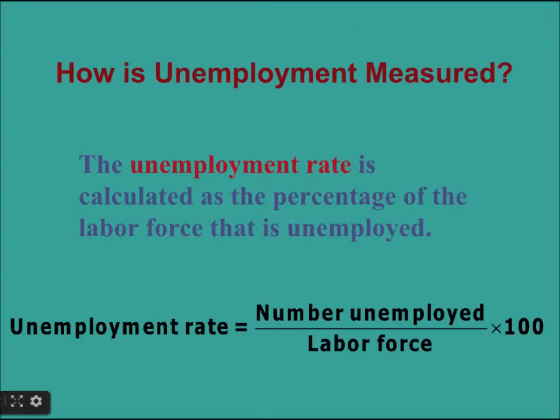How is unemployment measured? The unemployment rate is calculated as the percentage of the labor force that is unemployed. Unemployment rate is equal to the number of unemployed divided by the labor force multiplied by 100. This is how we calculate the unemployment rate.